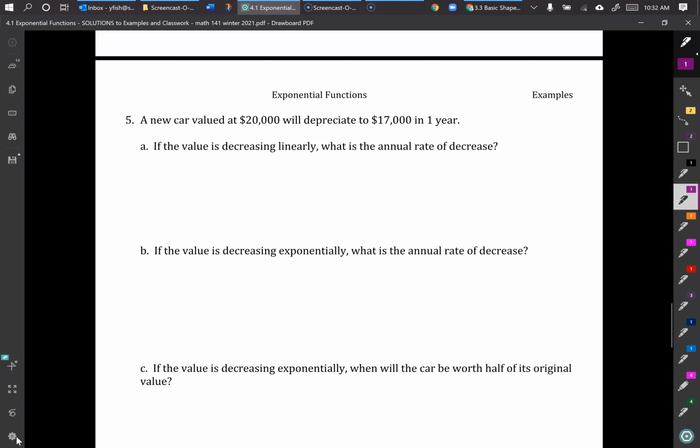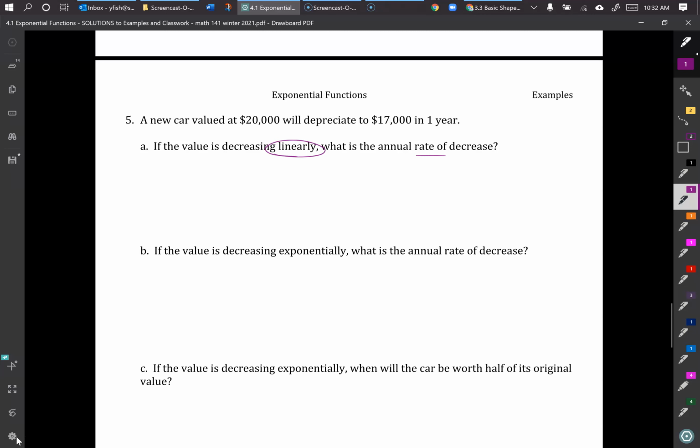It will depreciate to $17,000 in 1 year. If the value is decreasing linearly, so I'm going to tell you, well, let's assume this is linear. What kind of function would we come up with? What would it look like? And what would be the rate of decrease?